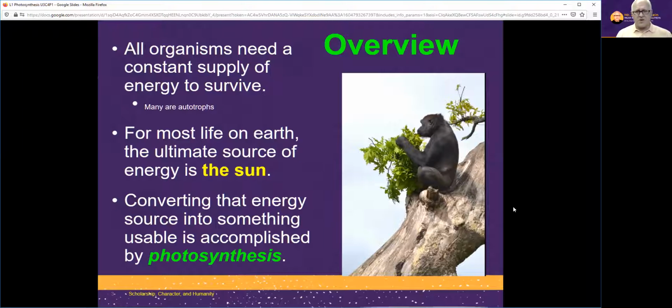And for most life on Earth, the ultimate source of energy comes from the sun. The conversion of that energy source into something usable is accomplished by the process of photosynthesis. So we're going to take sunlight, we're going to take some carbon dioxide gas, and we're going to take some water and some nutrients from the soil, and we're going to convert that into energy.